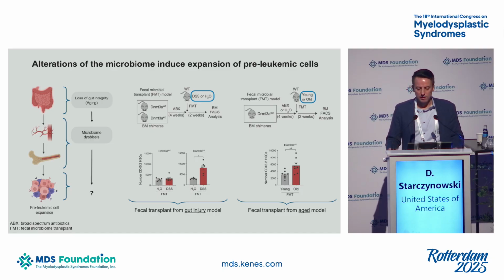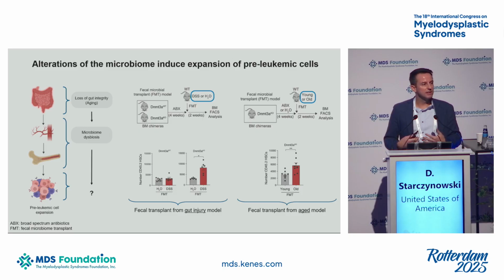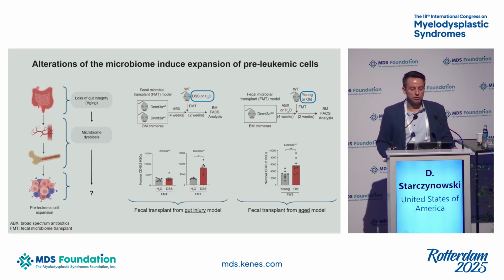In a similar line of experiments, we took fecal material, aged microbiome from older mice or younger mice. And again, it was only the microbiome through the fecal transplants that expanded the DMT3 mutant cells originating from the old mice, not the young mice. So it's changes not only in the gut epithelial integrity, but also changes associated with the microbiome that contribute to the expansion of these pre-leukemic cells.